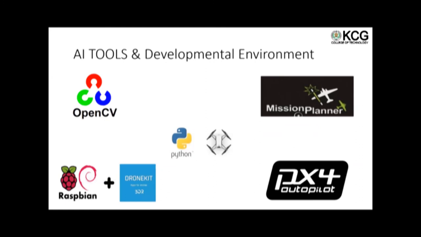Okay, the AI tools and development environment: again, this is OpenCV. Mission Planner is just used in the beginning of the project. PX4 autopilot. These are the basic hardware and software that we used. The Mission Planner and those are ground stations, right? You may know that, aeronautical guys.